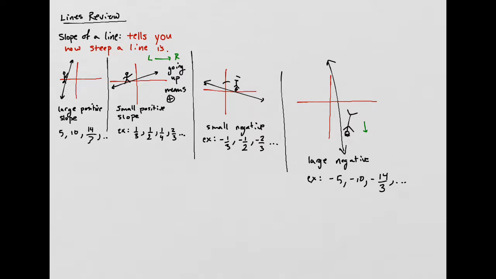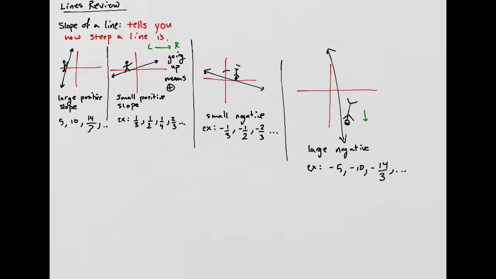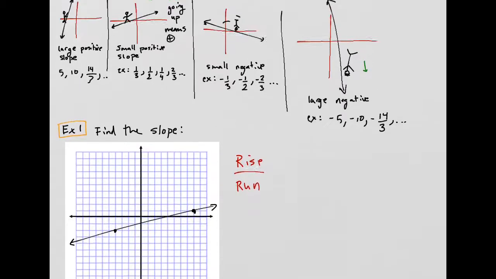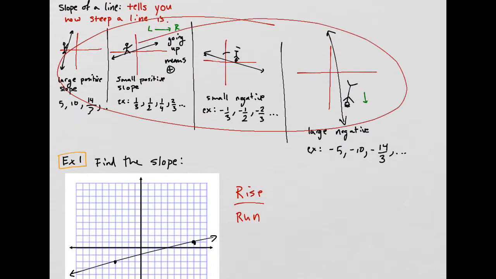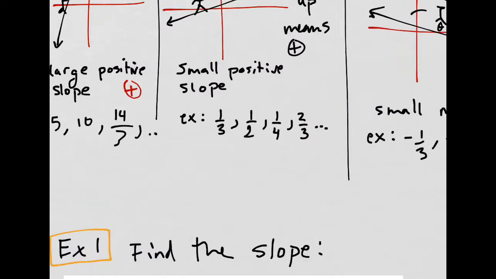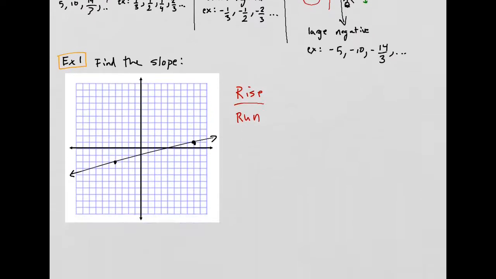Now another way to define slope is how much does it rise, how much does it run. Let's look at an example now. If you recall, slope is defined by rise over run. If you just remember this, you should be good. These are both positive. Maybe I should have put a plus there. These are both negative.